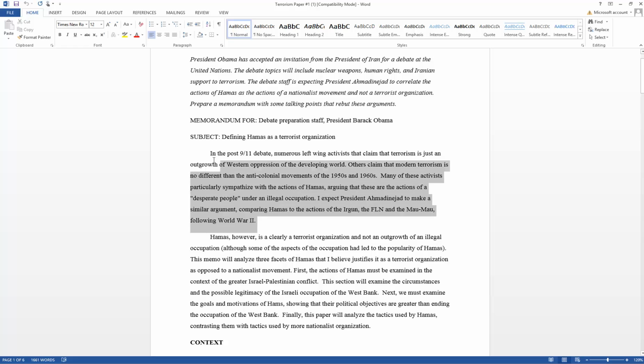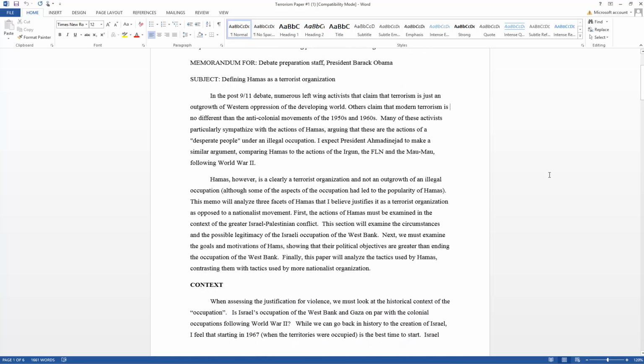So, one paragraph intro, and then one paragraph that gives me a lead-in, a way ahead with the paper. It's important to note that this does not have a history of Hamas in it. It does not have a history of the Irgun, FLN, or any other anti-colonial movement. I want you to give me a brief, like two-paragraph overview, and then go right to your analysis.